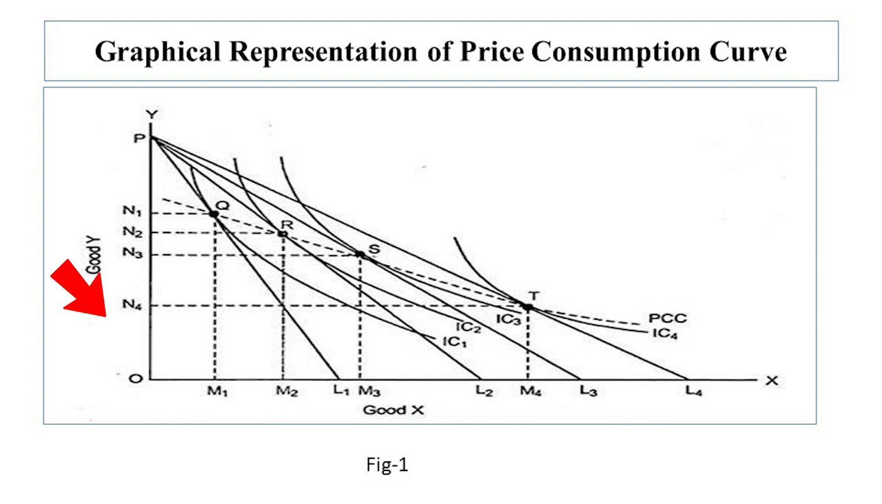When all the equilibrium points such as Q, R, S and T are joined together, we get what is called price consumption curve. Price consumption curve traces out the price effect. It shows how the changes in price of good X will affect the consumer's purchases of X, whereas the price of Y, his taste and money income remain unaltered.